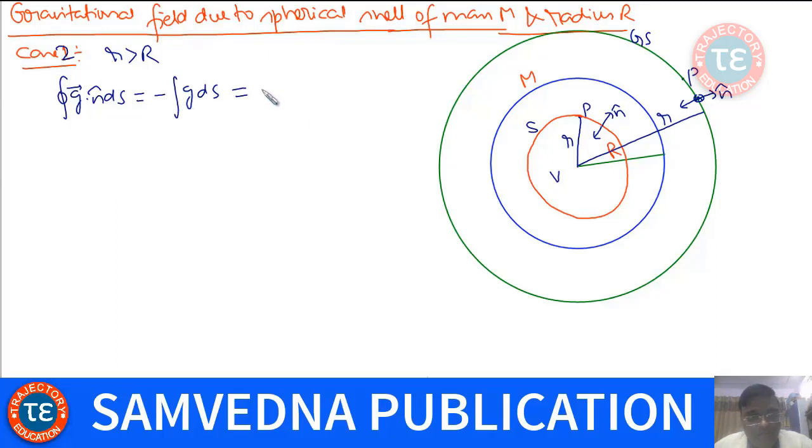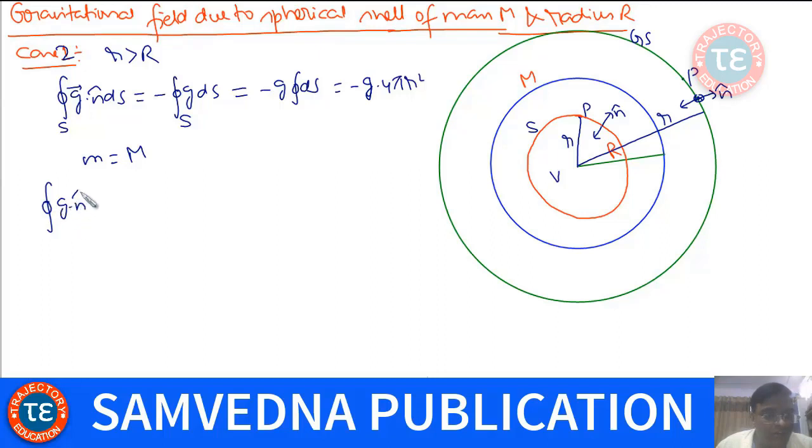And g will be a function of r only, and r has a constant value at each and every point. So I can take g outside. This becomes g into 4 pi r squared. Right. And what is the mass enclosed? The whole mass is getting enclosed inside the Gaussian surface. Mass enclosed is capital M.